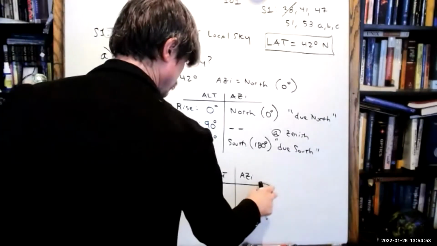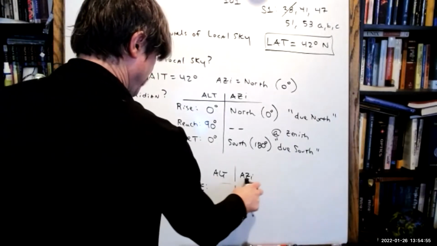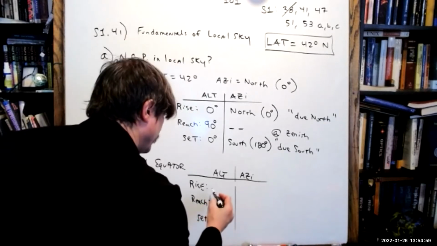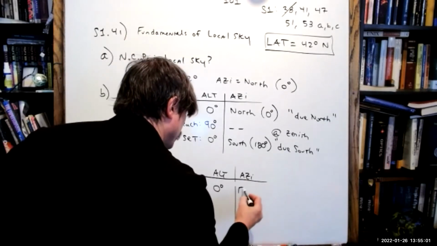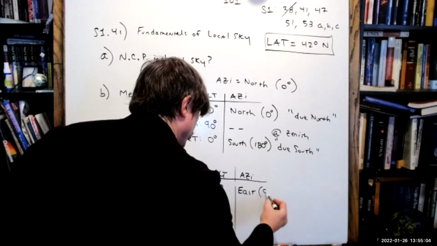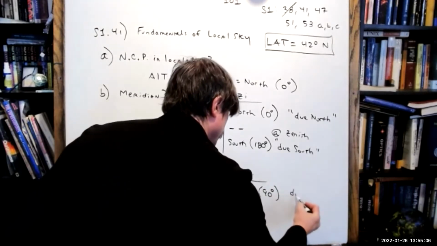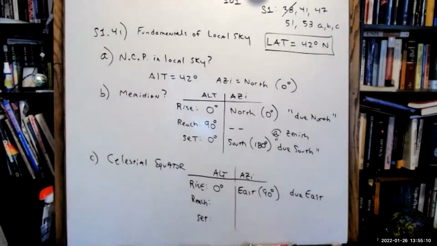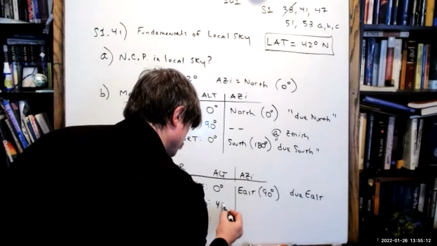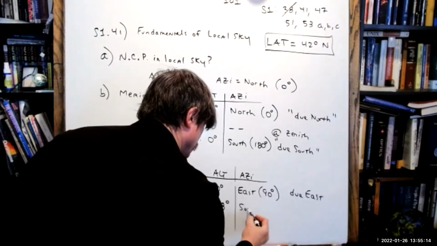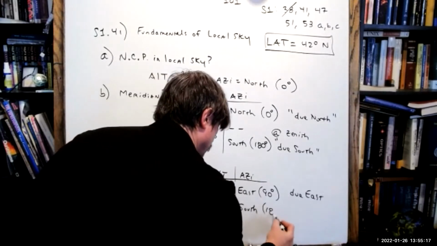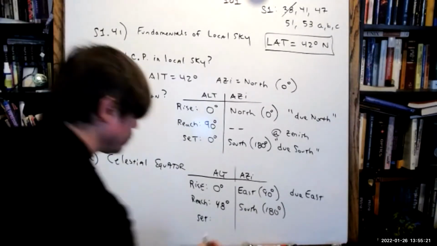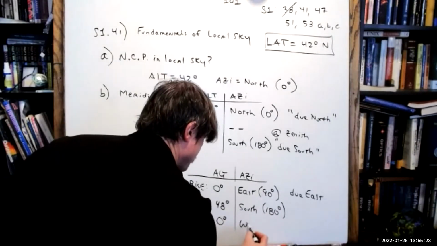So the rise is 0 degrees altitude. And the azimuth is due east, so 90 degrees. Very good. So 0 degrees, due east, or 90 degrees. Keep going. The reach is 48 degrees. And the azimuth is 180 degrees, or south. And the set? 0 degrees and 270 degrees, which is due west.